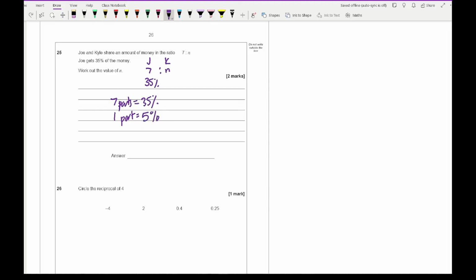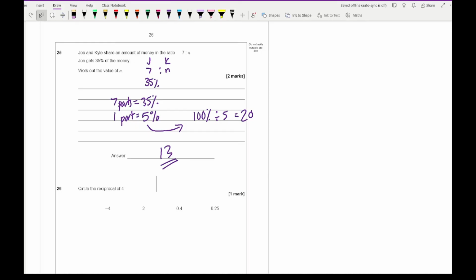And from this, we want to work out how many parts there are in total. So here we can do 100 divided by 5, which gives me 20. So there are 20 altogether. And if Joe has got 7, then Kyle must have 13. Now that's just one way of working this out. We could obviously work it out in other ways, but you should still get the correct answer of 13.